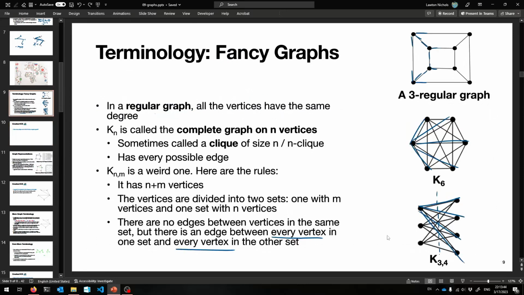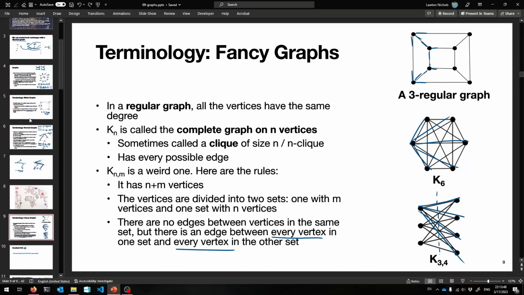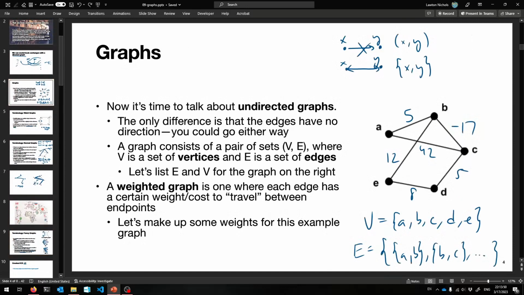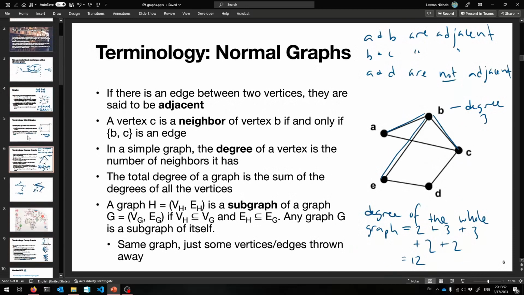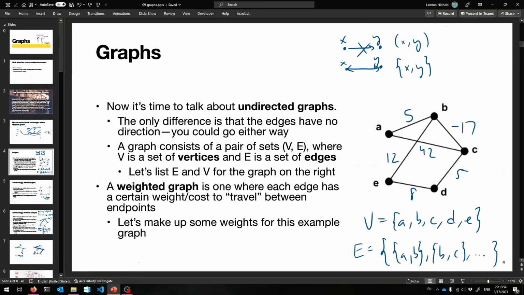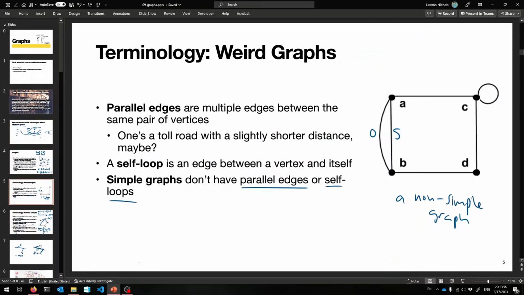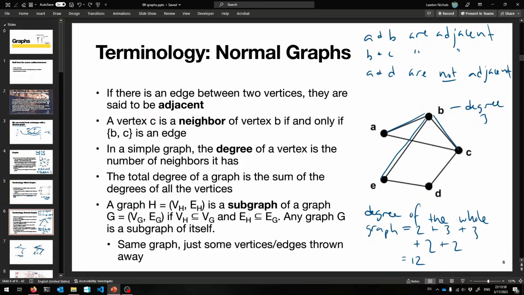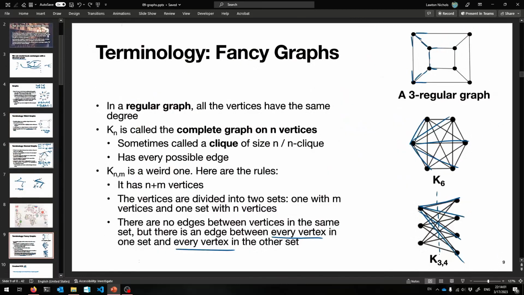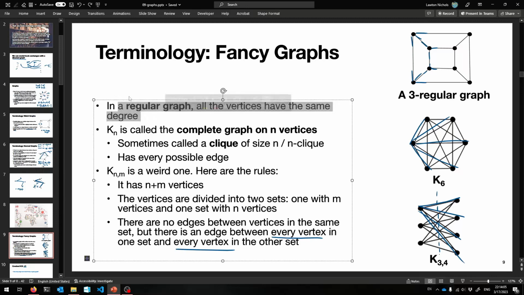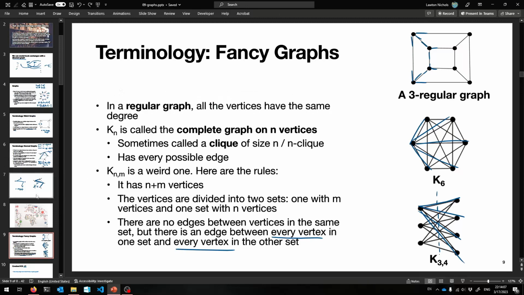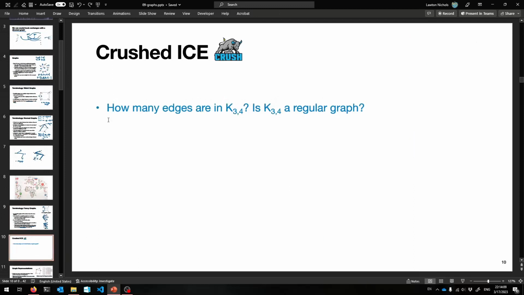So here it is again, K3,4. Here's the rules for it. And let me go up to the definition of regularity as well. Was it here? Oh gosh, where did I put it? Weighted graph, simple. Oh, sorry, it was on the same page, excuse me. So here's regular graph, and then K3,4. What do you think? All right, and also, did you notice a pattern?